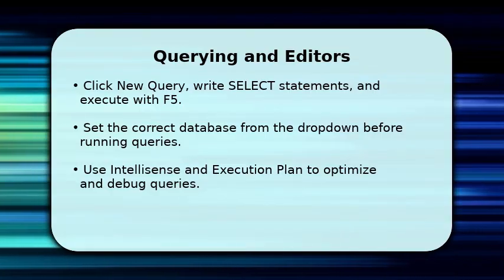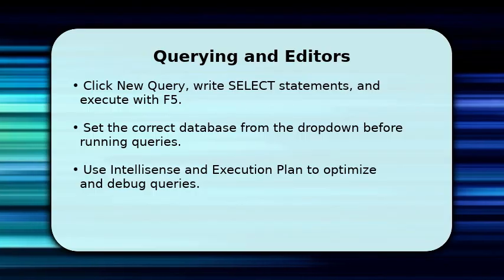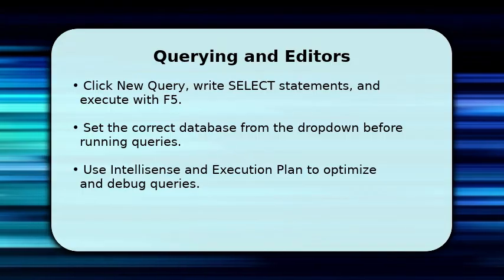Use IntelliSense to speed typing and view suggestions for table and column names. Execute queries with F5 or the Execute button and review messages and result grids. Enable Execution Plan to analyze performance and find slow operations to optimize.